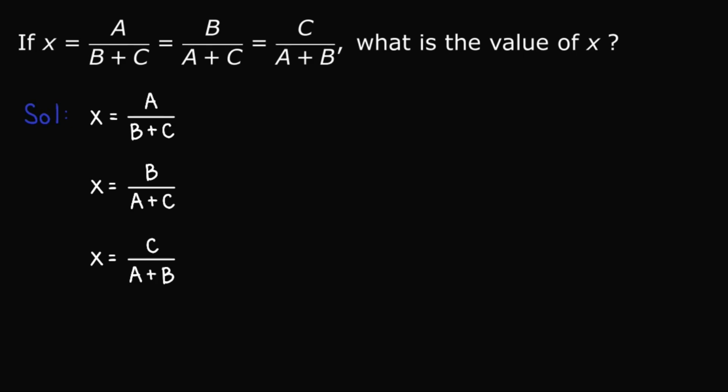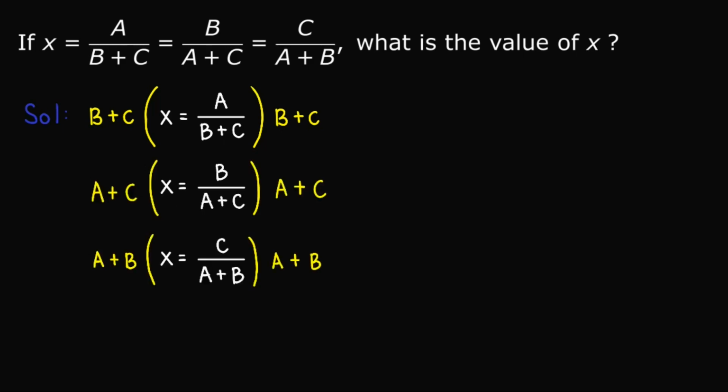From here, since I want to eliminate the denominators to make things simpler, we can multiply b plus c on the first equation, a plus c on the second, and a plus b on the third. Note that we can do this since we know that b plus c out here is not equal to 0. Since if it is equal to 0, then this original equation becomes undefined. And we know that x has a value, so that isn't the case.